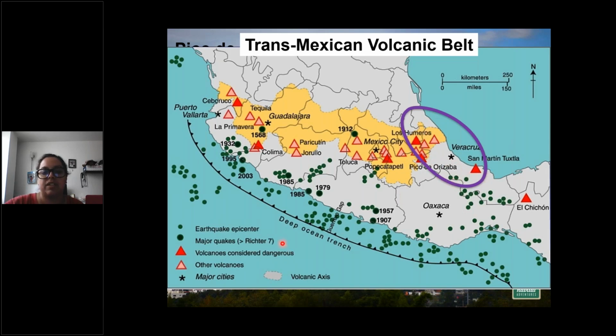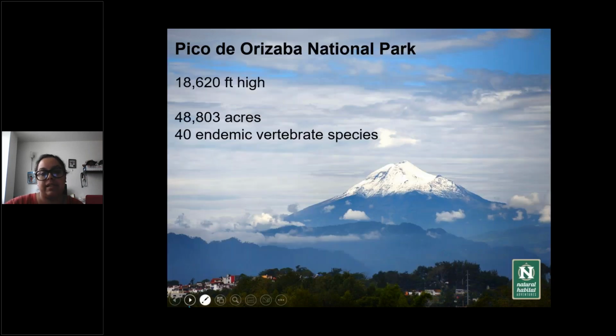Those three are considered the active volcanoes, but the most popular of those in this area is the Pico de Orizaba, the Citlaltépetl. This is the highest peak in Mexico, the highest volcano. And the national park around the volcano hosts around 40 endemic vertebrate species. It might not sound like a lot, but for the dimensions of the area and the location of the park, it is a very big number because it's very close to big cities.